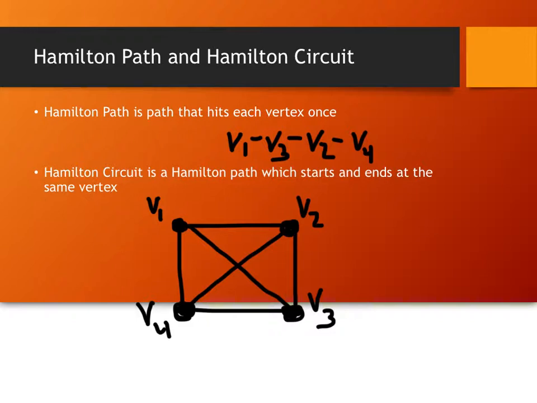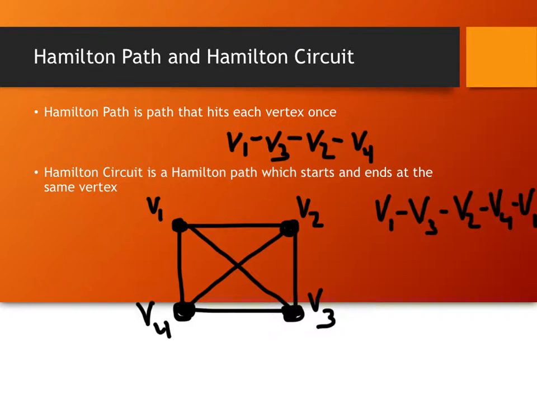Now, a Hamilton circuit is a path that starts and ends at the same vertex. So if I were just to take the same thing we started with, V1, V3, V2, V4, and then go back to V1, that would be a Hamilton circuit.